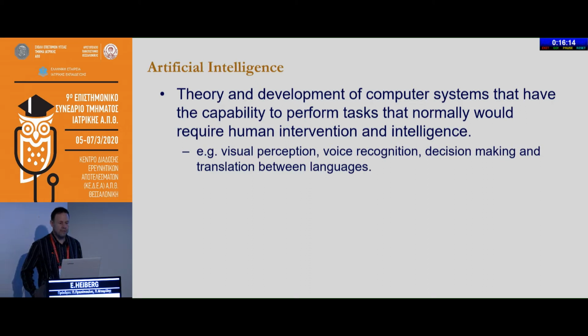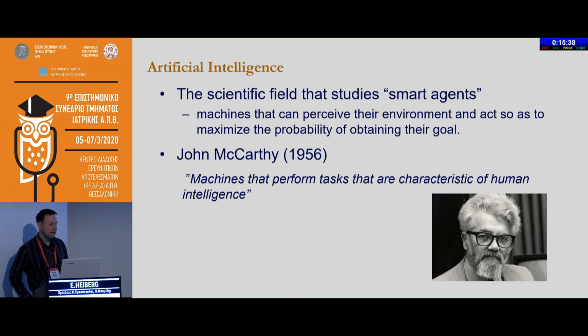So what is artificial intelligence? It's a theory and development of computer systems that have the capability to perform tasks that would normally require human intervention and intelligence. For instance, perception, vision, voice recognition, decision making, and translation between languages are concepts that could go into artificial intelligence. So basically systems that behave intelligently in some way. Artificial intelligence is a scientific field that studies smart agents: machines that can perceive their environment and act to maximize the probability of obtaining their goal. So automated systems.